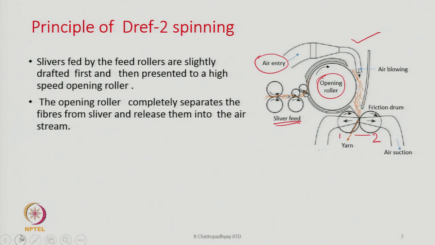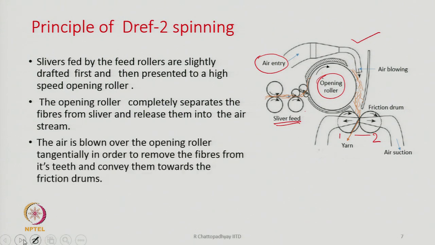So, fibers are fed by feed rollers. They are slightly drafted and then presented to a high speed opening roller. Opening roller completely separates the fibers from the sliver because of their high speed. So, the draft between opening roller and the sliver feed arrangement is very high. As a result, the fibers are thoroughly separated from each other. The air is blown over to remove the fibers, and they are made to land on the friction drum.